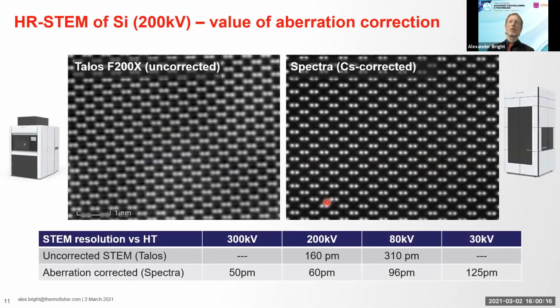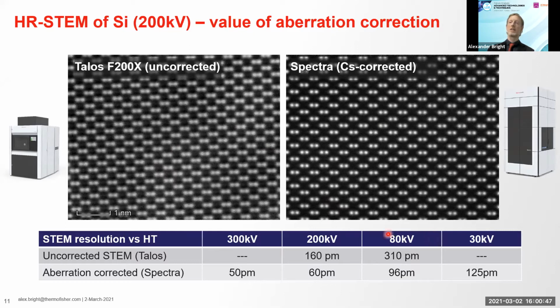Resolution is important, of course. And here we are comparing an uncorrected image taken on the Talos on the left, and on the right, with the Spectra with the Cs corrector. They're both from silicon. So you get a significant improvement in the spatial resolution, which may be very important, or it may not matter depending on the application. And I would say, in particular at low kV, which is kind of a trend at the moment, I think it often is very valuable.